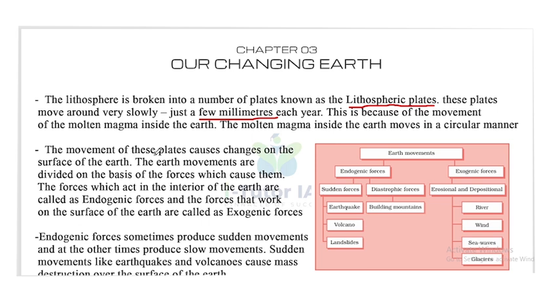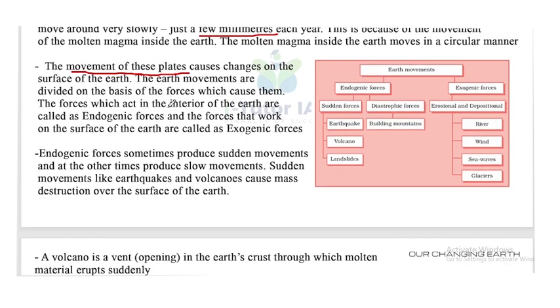The movement of these plates causes changes on the surface of the earth. The earth movements are divided on the basis of the forces which cause them. The forces which act in the interior of the earth are called endogenic forces.